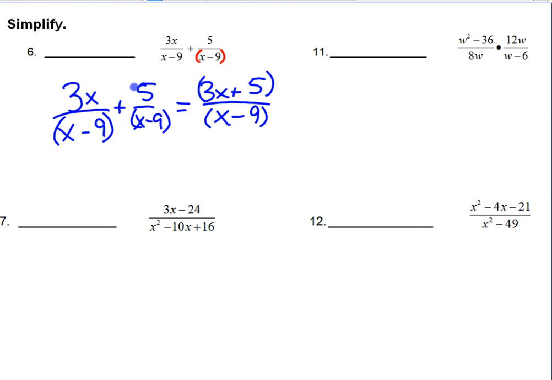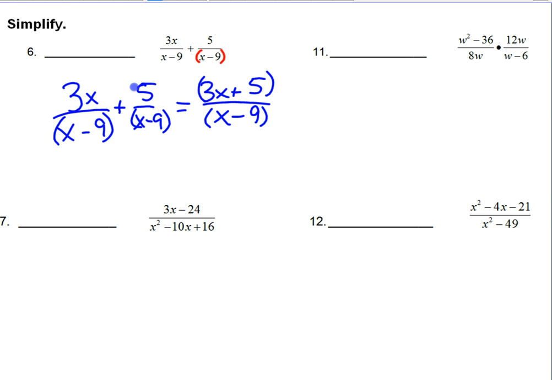Okay? Now let's look at, I'm trying to decide 7 or 11. Which one am I going to go to? Let's go to 11. All right, let's look at 11. So in 11, now we have a very different problem than 6. We have multiplication, not addition.